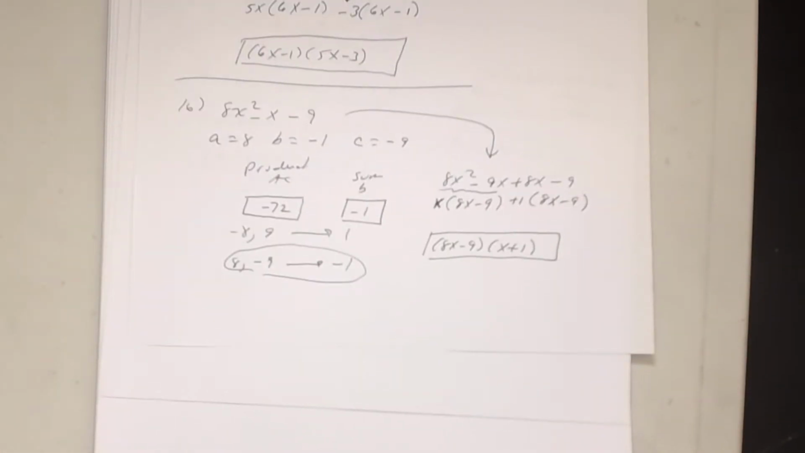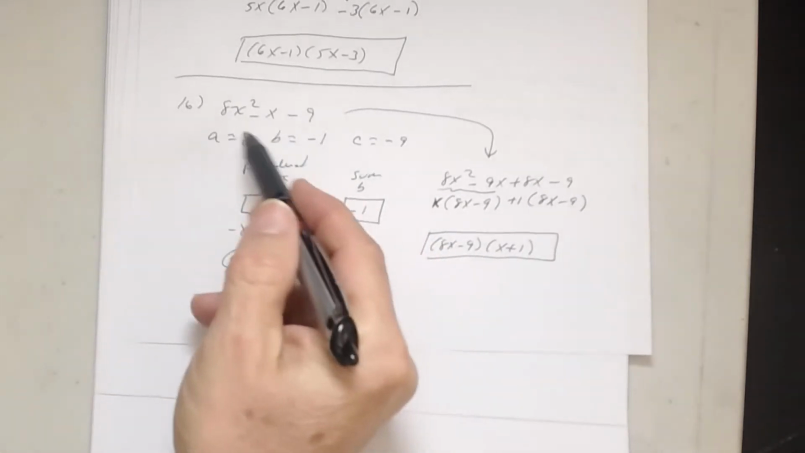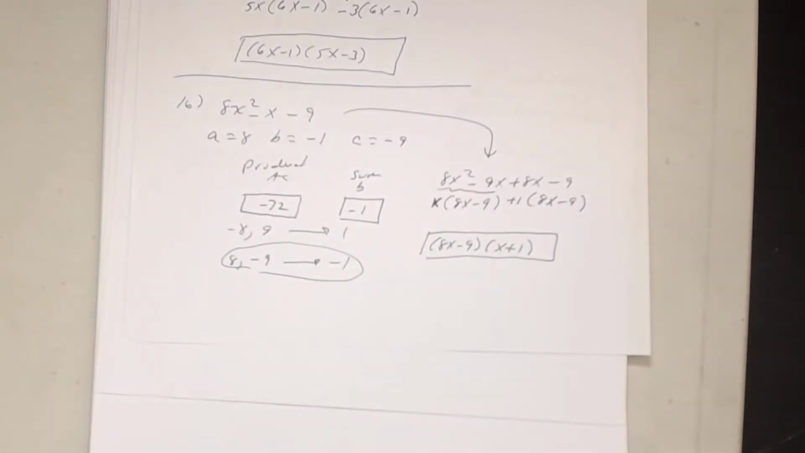Again, you should always check your work. On a test, I may not have time to do that. But on a worksheet, you can. You just foil it out and make sure you get this trinomial back. That was 16.